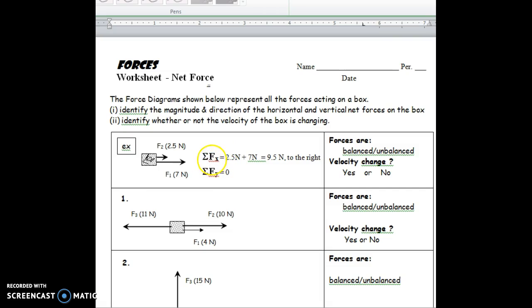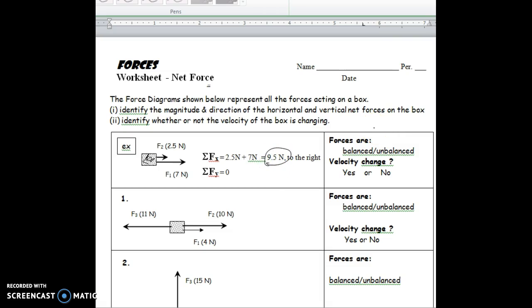So here's the sum of the forces x, horizontal. It's both of these forces that are shown, 2.5 plus 7 newtons, is 9.5 newtons to the right. And there are no vertical forces, so the sum of the forces in y is 0. So that means overall the net force is whatever that is right there.